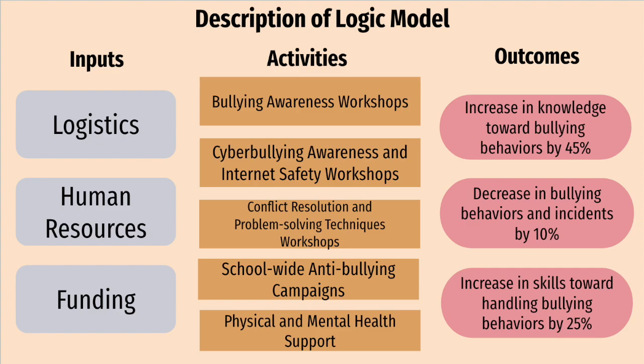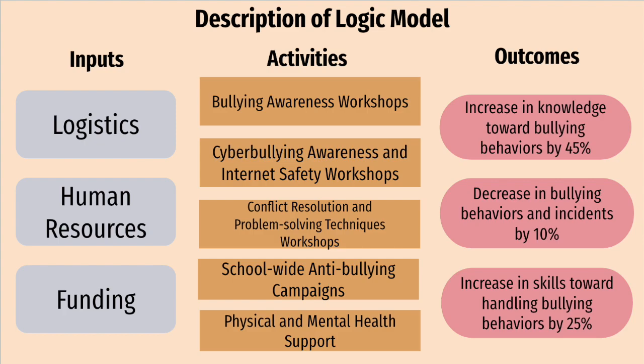The logic model is split into 3 categories: inputs, activities, and outcomes. Input is made up of logistics, human resources, and funding. Logistics consists of the time it will take to perform our program and managing it, the materials that are used in the program, clearance from the school to allow the program, and obtaining staff.